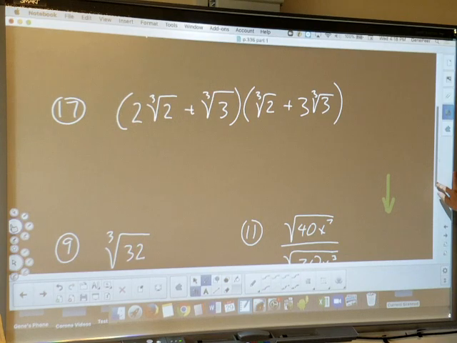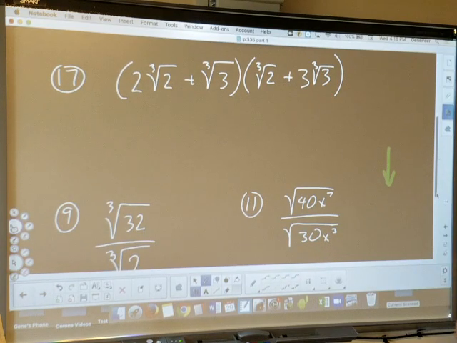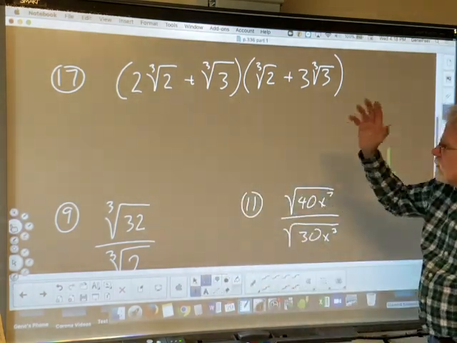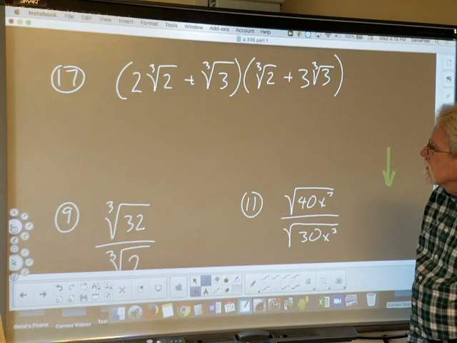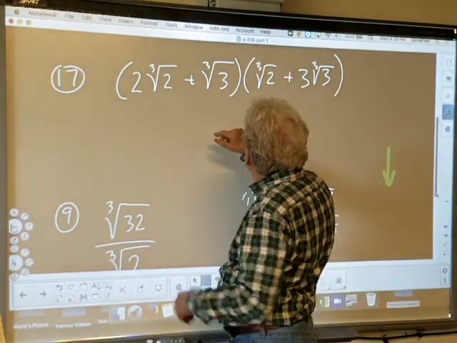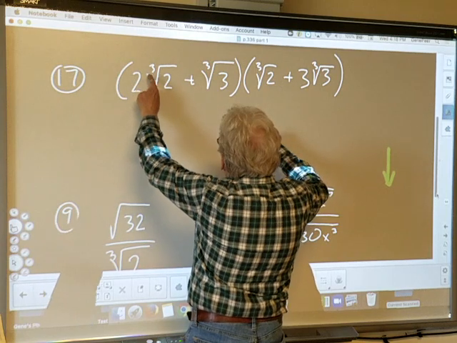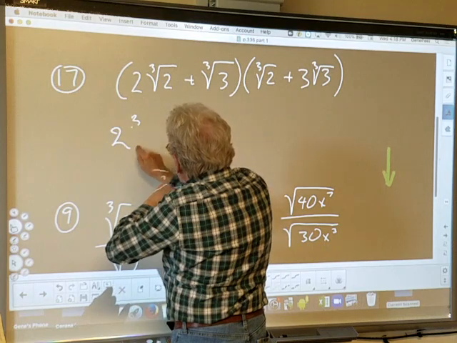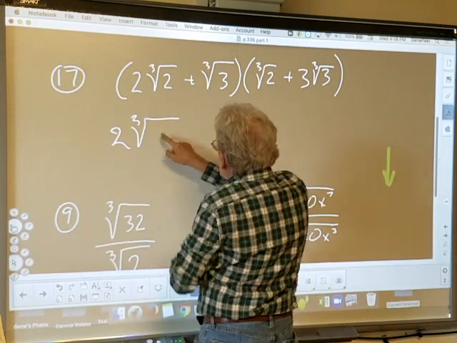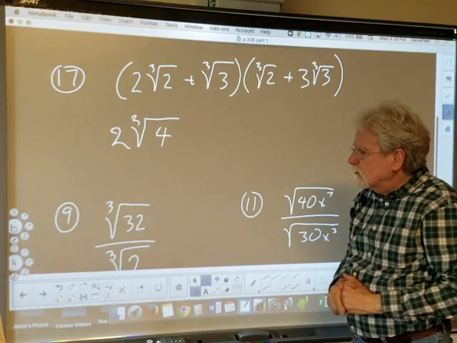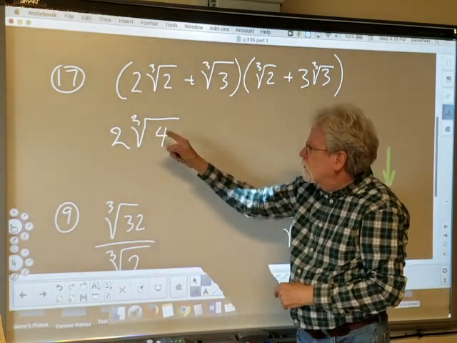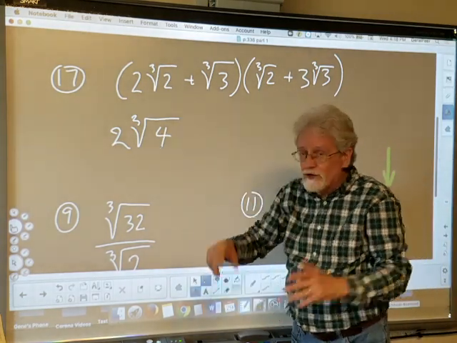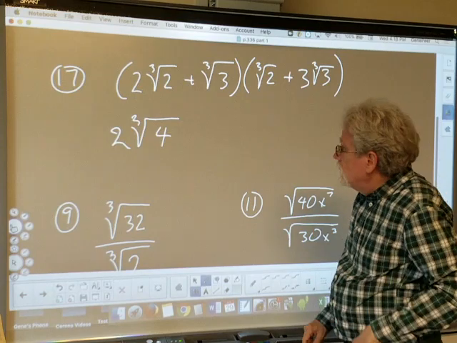17. Let's see, no tricks in 17. These are not conjugates. We just have to FOIL it out. So to FOIL this, the firsts give us 2 times the cubed root of 2 times 2. That'll be 2 times the cubed root of 2 times the cubed root of 2, which is the cubed root of 4. Do not fall to the temptation of thinking the cubed root of 4 is 2. It is not. The square root of 4 is 2. The cube root of 4 is irrational. Don't know, don't care what it is.